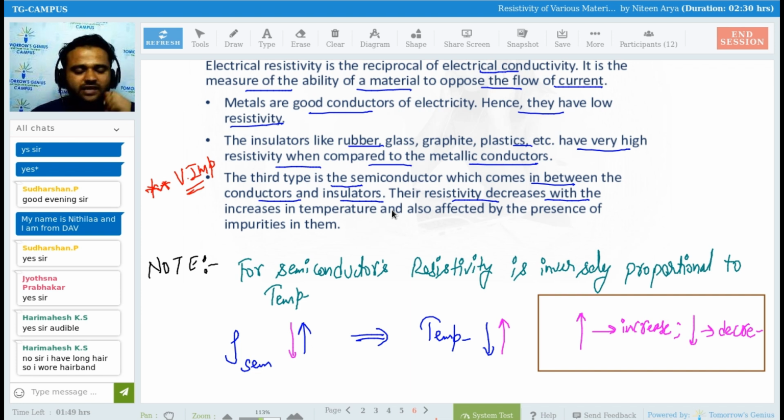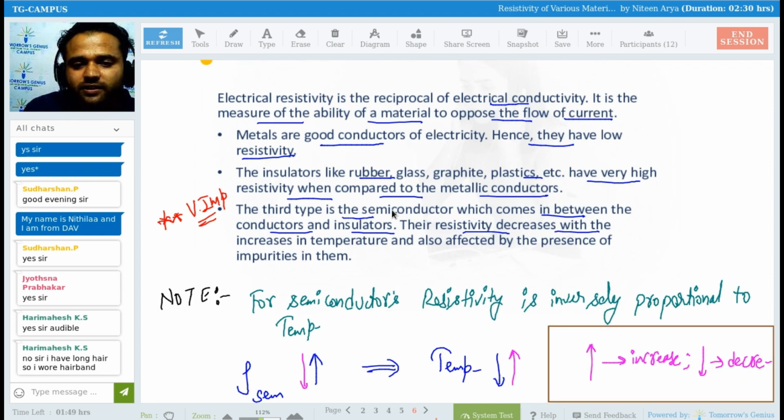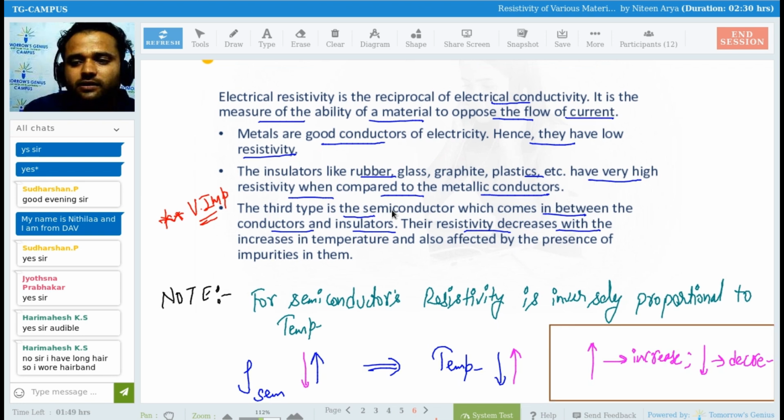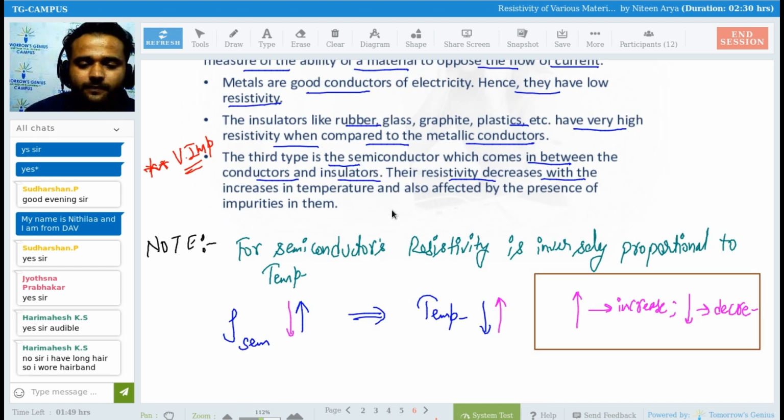See, Kritika, in the previous lecture I gave you a relation for resistance, R equals R naught alpha T. So if resistance is directly proportional to temperature, resistivity is also going to increase with temperature. The third type is the semiconductor, which comes in between conductor and insulator, and their resistivity is inversely proportional to temperature. Clear?